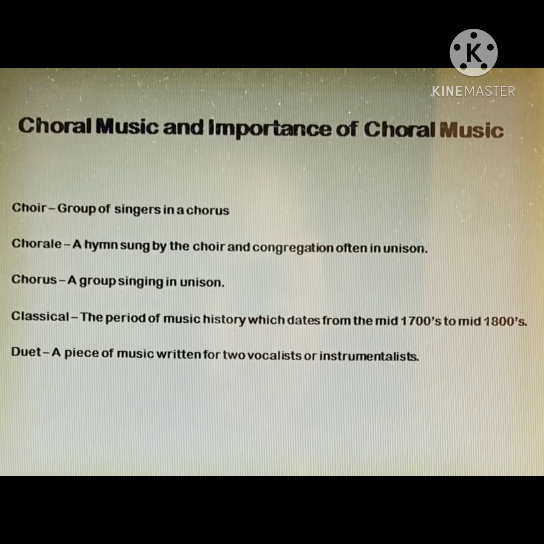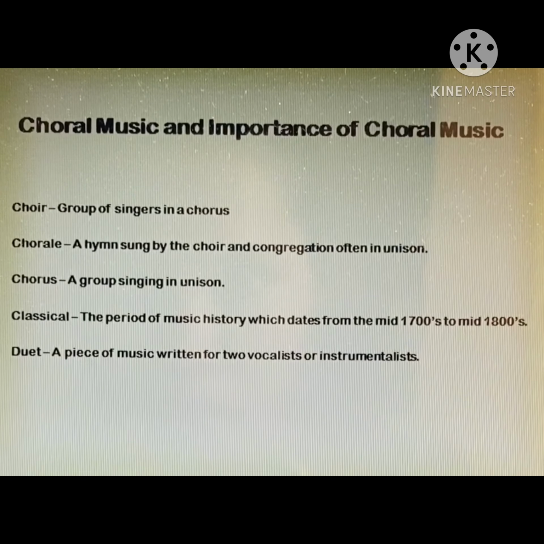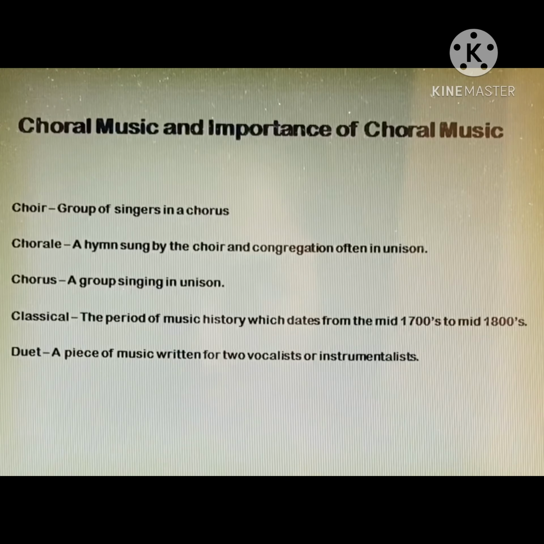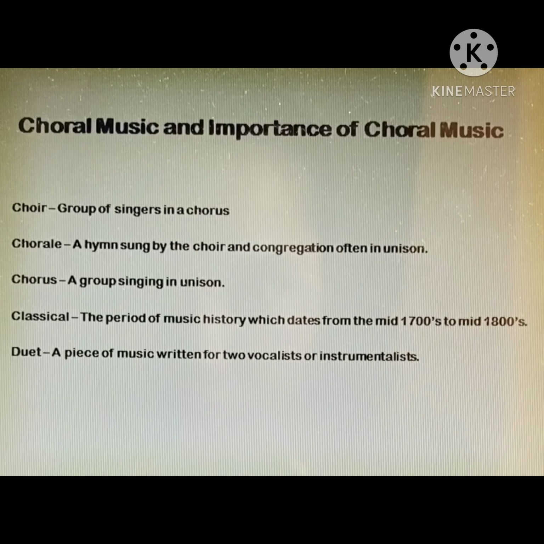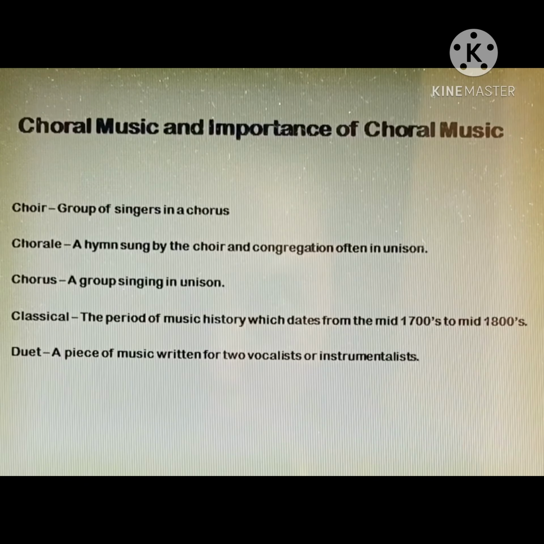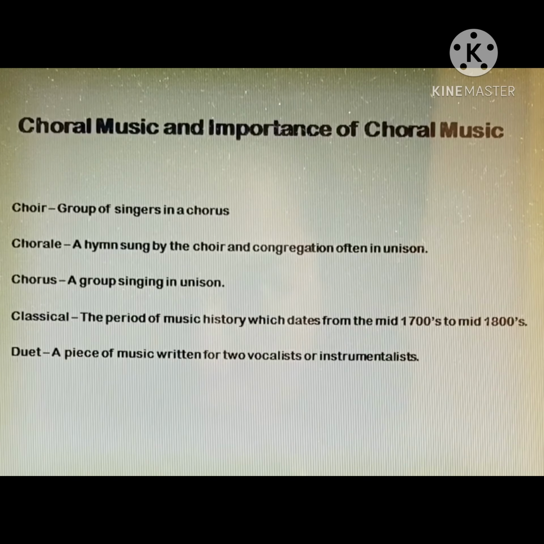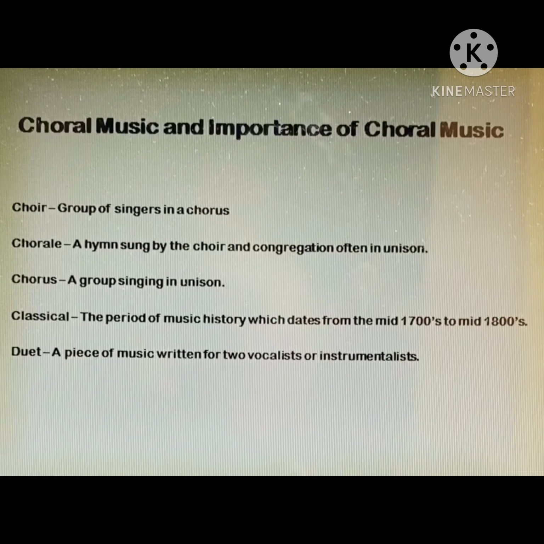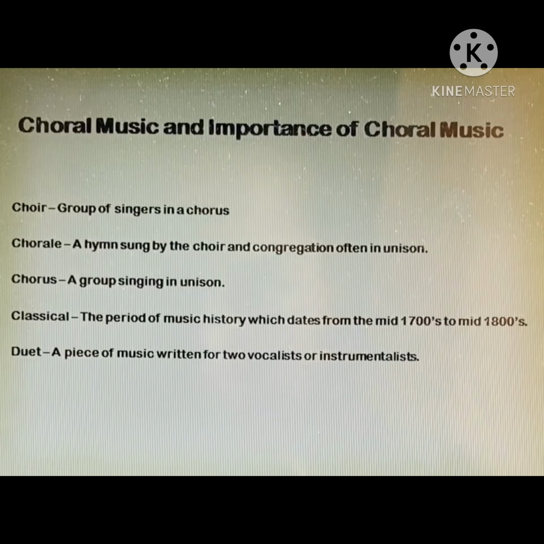Choral music and the importance of choral music. First, we have choir, a group of singers in a chorus. Second is the choral, a hymn sung by the choir and congregation, often in unison. Third is chorus, a group singing in unison. Fourth is classical, the period of music history which dates from the mid-1700s to mid-1800s. The music was spare and emotionally reserved, especially when compared to Romantic and Baroque music. Last is duet, a piece of music written for two vocalists or instrumentalists.